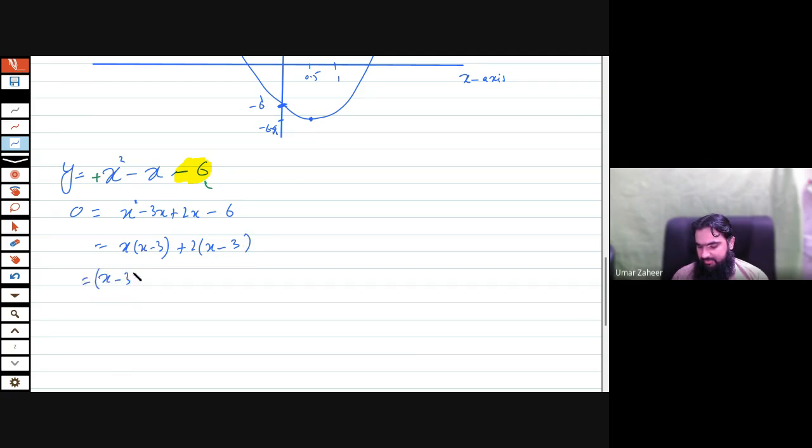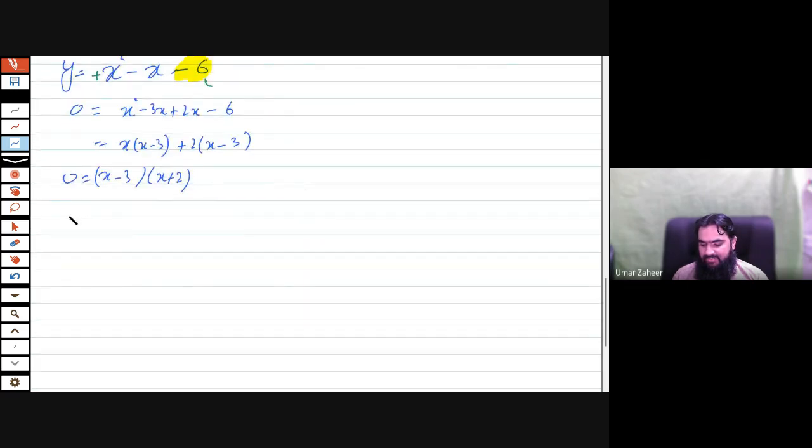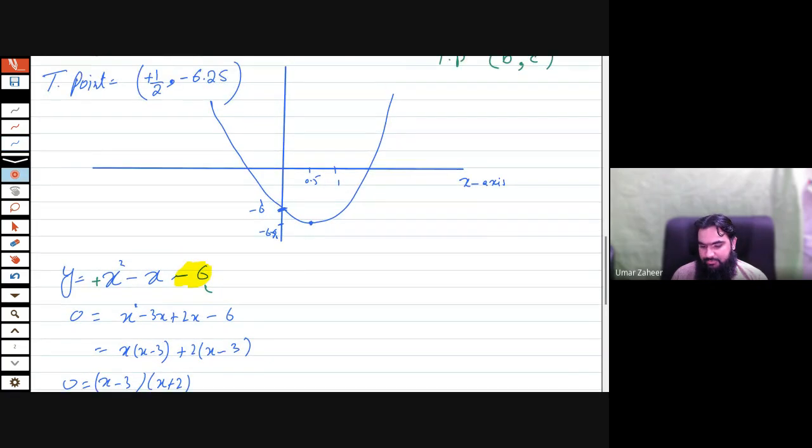X minus 3 into x plus 2. I have to do the factorization here. From here, I'm going to get x is equal to 3 and x is equal to minus 2. So I will get the two values, 3 and minus 2. So minus 2 is basically the x-intercept and 3 is another intercept.